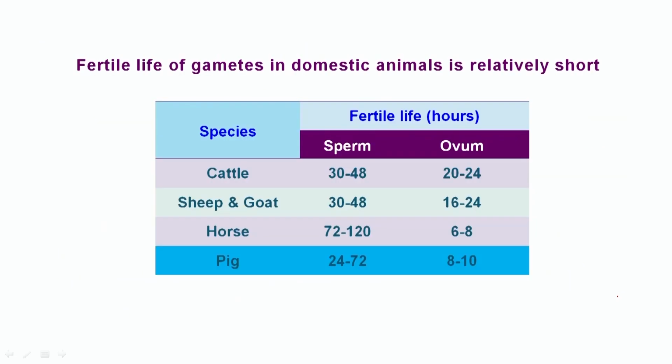So, the fertile life of gametes in domestic animals is relatively short. For example, the sperm of cattle has a life in the reproductive tract of around 30 to 48 hours, and the ovum 20 to 24 hours in the female reproductive tract. The lifespan in different animals is given.